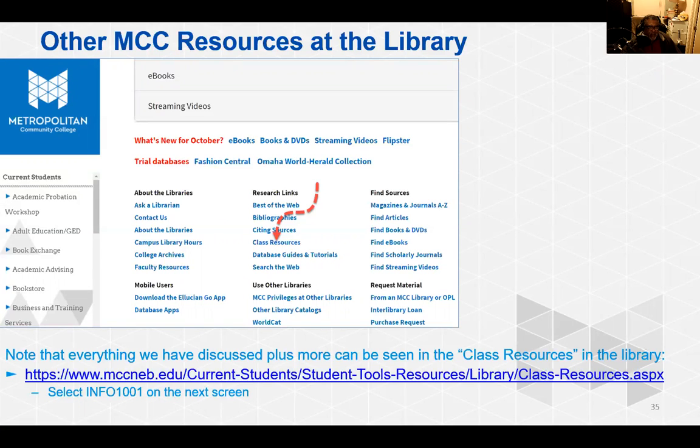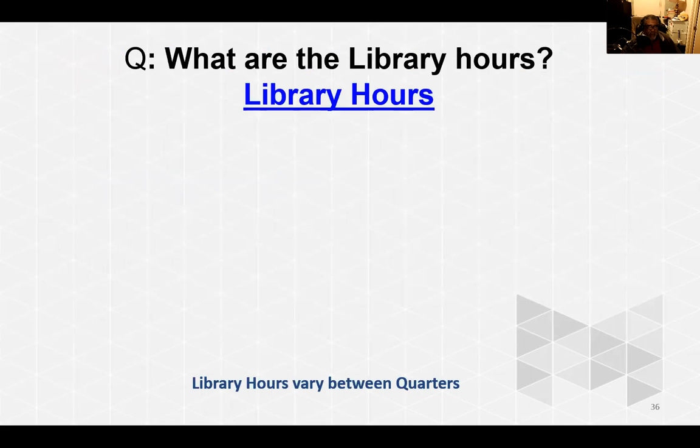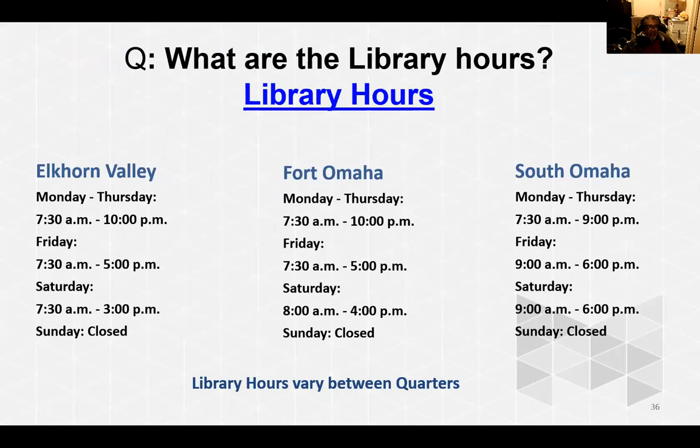Everything we have discussed, plus more, can be seen in the class resources in the library, and they give the address. I'm not going to rerun that, but select Info 1001 on the next screen. What are the library's hours? Here's a listing of all of their hours. As you can see, we will have libraries at Elkhorn, Fort, and South Omaha campus, and they give the listing of the hours.